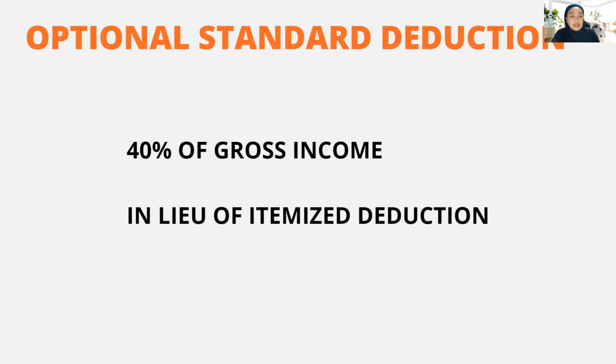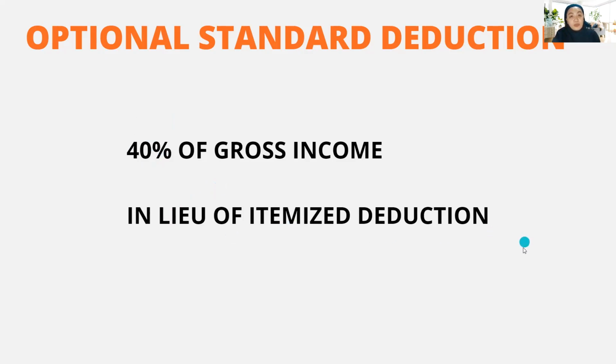So lastly, as an ender, just the same with your OSD or optional standard deduction in your individual income tax, corporations, I believe domestic and resident foreign corporations, so those corporations that are allowed itemized deduction can have the option. So instead of detailing the line item for each of the deduction, they can simplify it by simply adopting 40% of the gross income as their deduction in lieu of the itemized deduction.